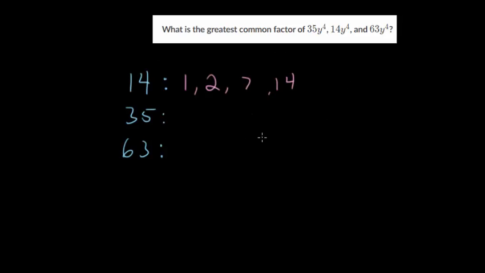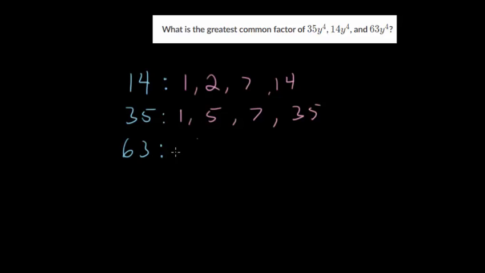We did this one above. For 35, we can do 1 and 35. 2 doesn't work, 3 doesn't work, but 5 works. So we can do 5 and 7. And we just have to check 6 since it's between these, but 6 does not go into 36. So this is our complete list here.